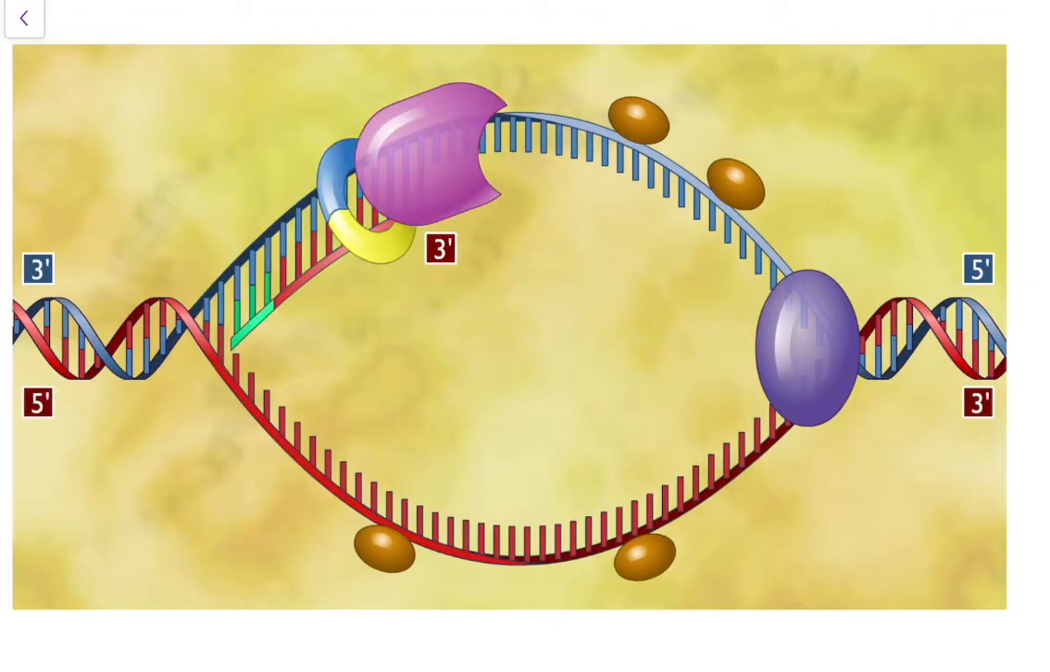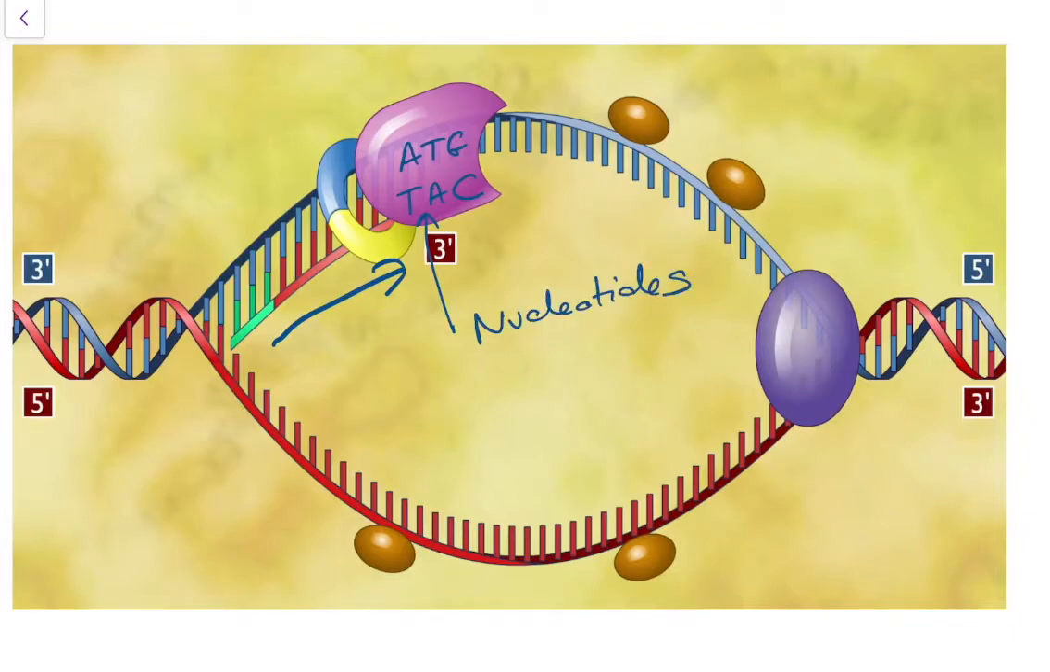Then DNA polymerase 3 is moving along and it's reading. As it reads the bases, it can now put in the correct matching base. And these bases, these nucleotides, so we've got A's, we've got T's, we've got G's, we've got C's, and they're all just floating around.